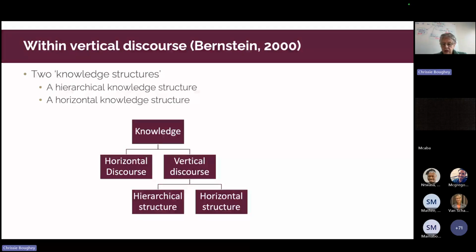A horizontal structure, which is typical of the social sciences and the humanities, uses theory, typically. And you use the theory like a pair of glasses. You look through the lens of the glasses and you see things you wouldn't otherwise see, or you see things differently. So the use of the theory allows us to see the world differently. So there you go. There are two different knowledge forms, horizontal and vertical discourse. And within vertical discourse, you've got a hierarchical structure and a horizontal structure. Okay.